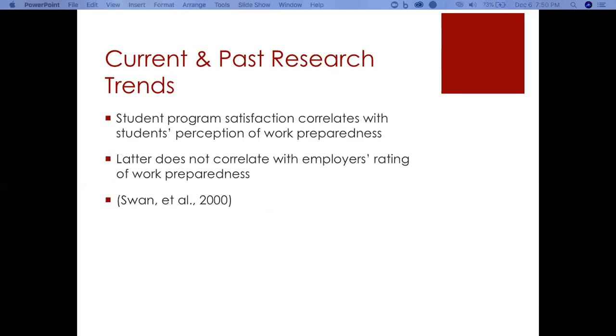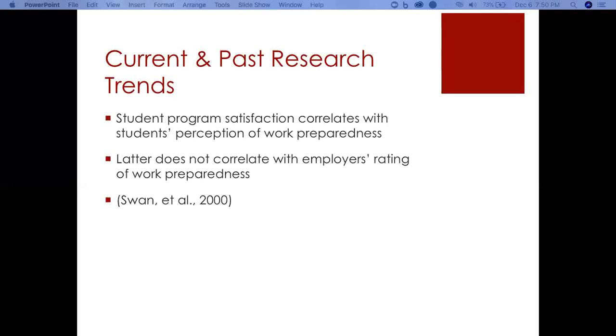I'm also just interested in the overall development of program satisfaction surveys. And one of the things that surprised me here is that it makes sense that student program satisfaction would correlate with student perception of work preparedness. And in fact, that's what the literature tells us.